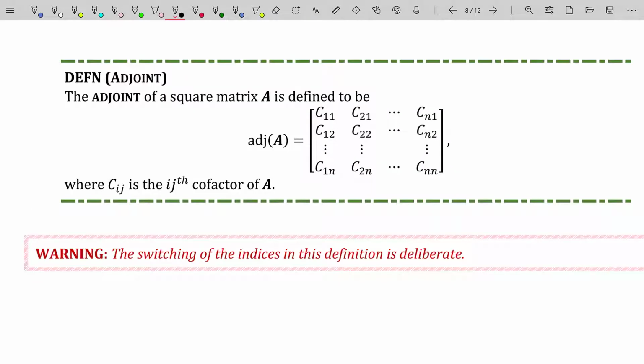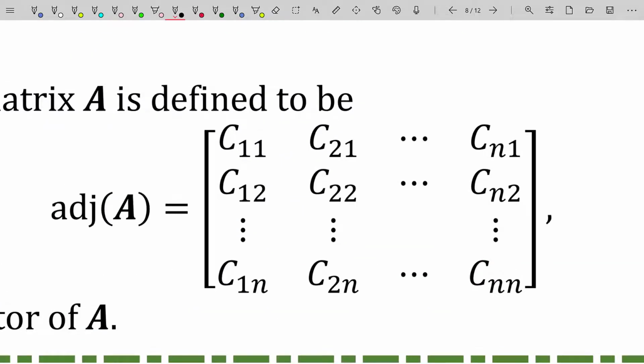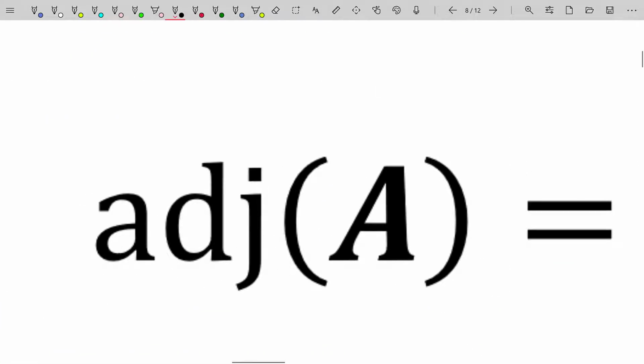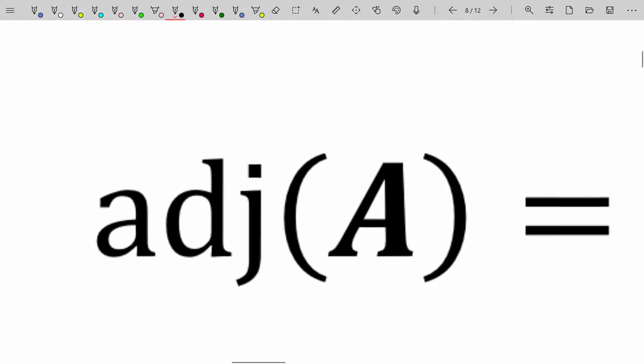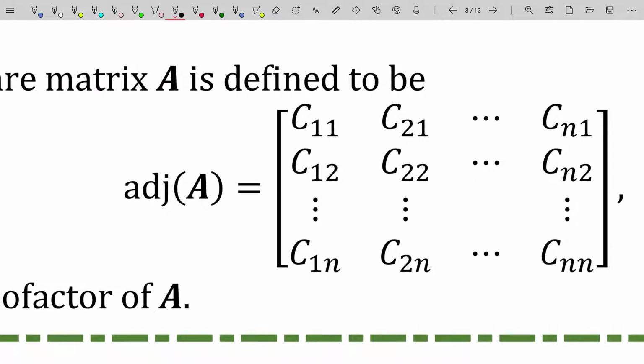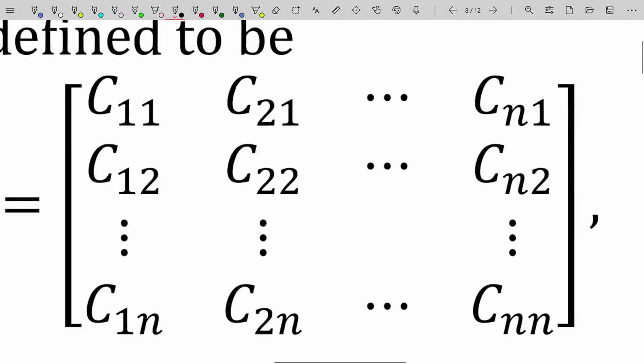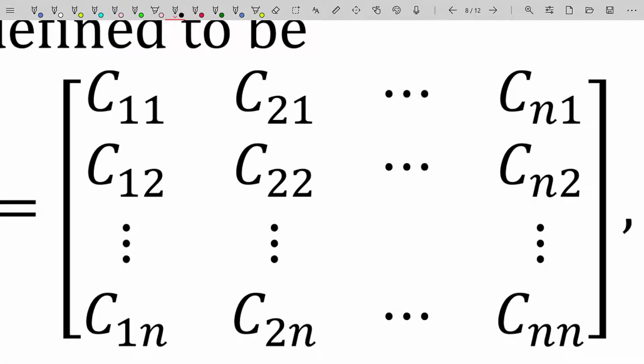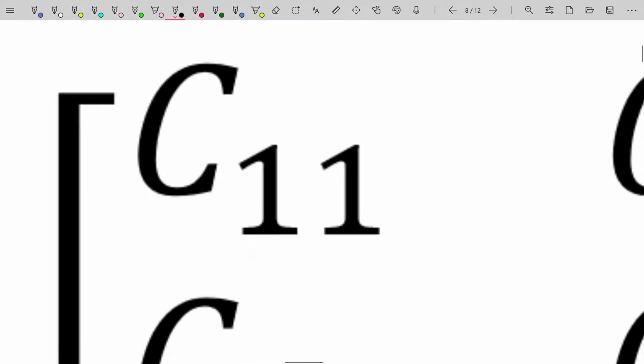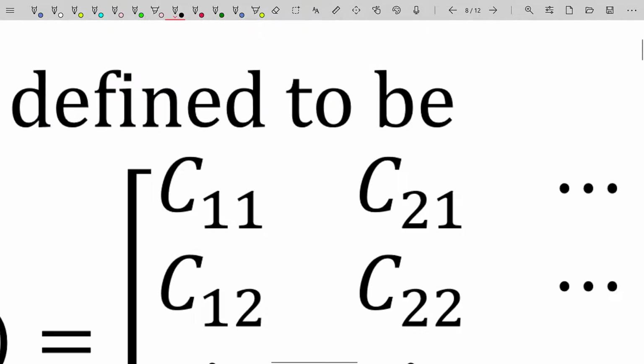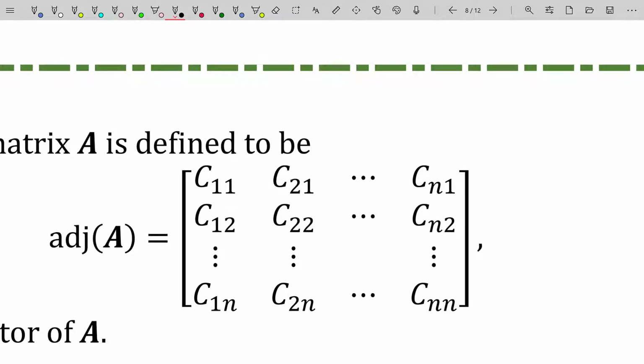We're going to define the adjoint of a square matrix A to be the following. That's just noted as adj of A. That means the adjoint of A, and it's an n by n matrix. However, the entries should look somewhat familiar, and if you're astute and really paying attention, it should also look really weird. These C sub ij's here, like C sub 1,1 and C sub 2,1 and so forth, are the cofactors that we talked about in the previous video and in our introduction to determinants.